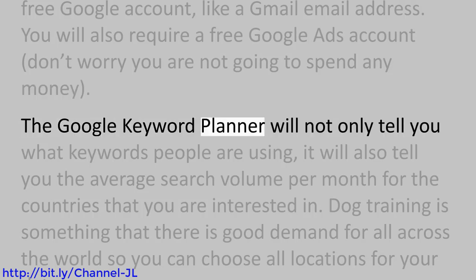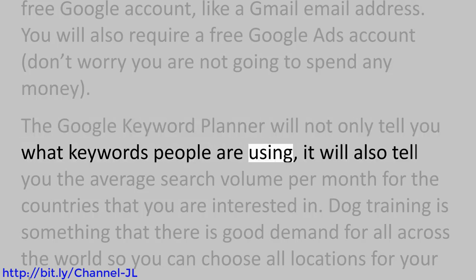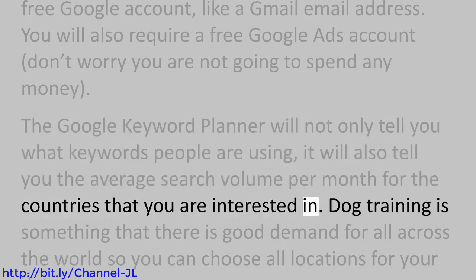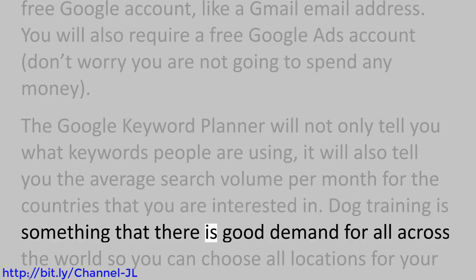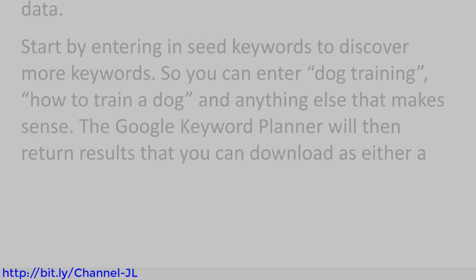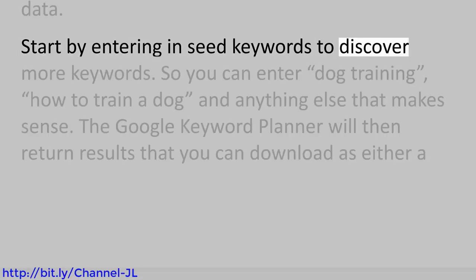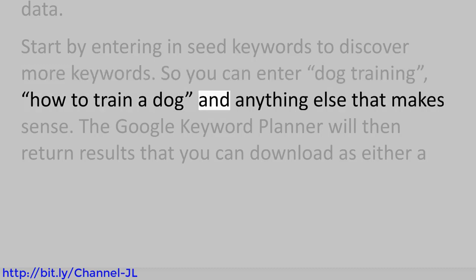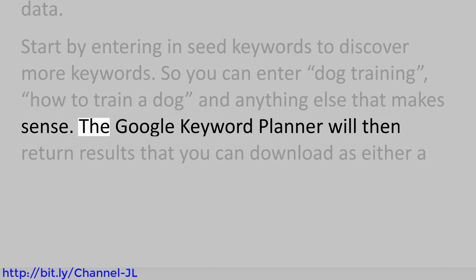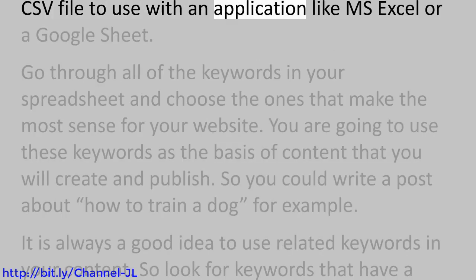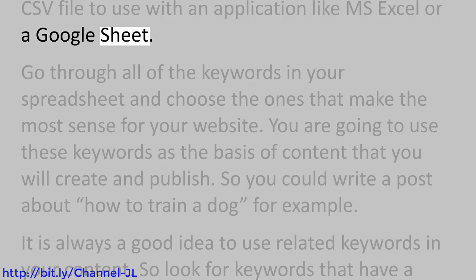The Google Keyword Planner will not only tell you what keywords people are using, it will also tell you the average search volume per month for the countries that you are interested in. Dog training is something that there is good demand for all across the world, so you can choose all locations for your data. Start by entering in seed keywords to discover more keywords. So you can enter dog training, how to train a dog, and anything else that makes sense. The Google Keyword Planner will then return results that you can download as a CSV file to use with an application like MS Excel or a Google Sheet.